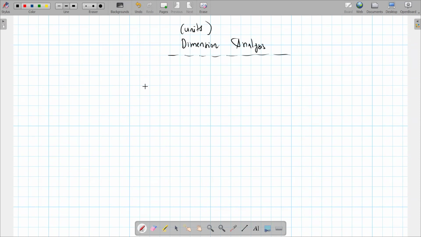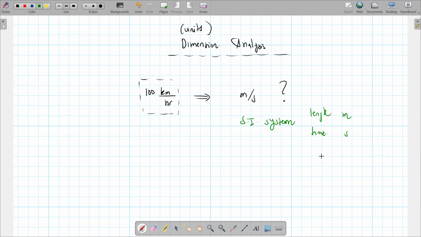So let's say we have a car. Let's use nice numbers, 100 kilometers per hour. This is your speed. How do you go to meters per second? The SI unit means Système International. The SI system is used by the global communication systems in science. Length is measured in meters. Time is measured in seconds. What else can you think of? Mass is measured in kilograms. Can you think of anything else?